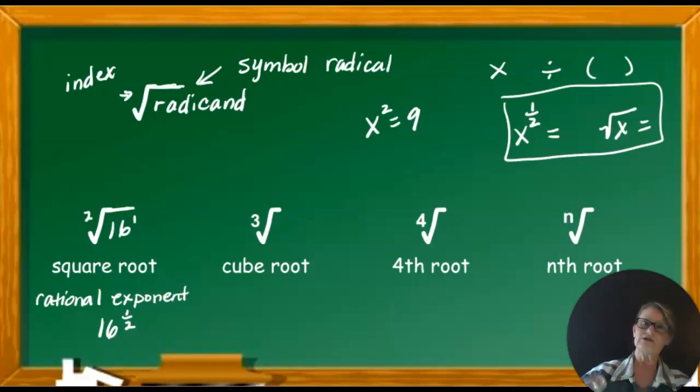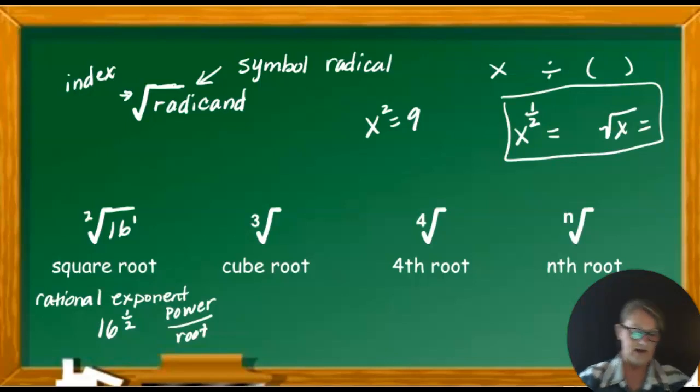So if I said to rewrite the square root of something as a rational exponent, you would write it as 1/2. Now, what I like to say is that we write it with the power over the root. Some people like writing it as exponent over index. I like power over root, so you'll hear me refer to that. Now that's 16, and that's square root.